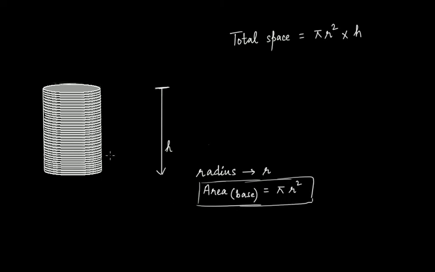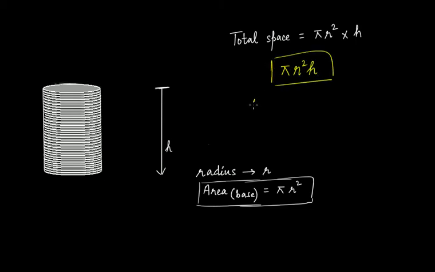But if we go on stacking in a way that it attains a height h, now if someone asks you what total space this object occupies, then you will say that the total space will be pi r square, that is space occupied by one ring. Now since we have height h, therefore pi r square h, where h is the height. So the formula to calculate the volume of a cylinder is pi r square h.